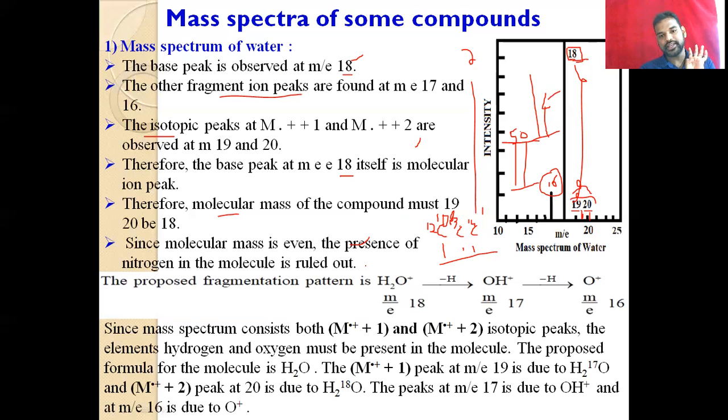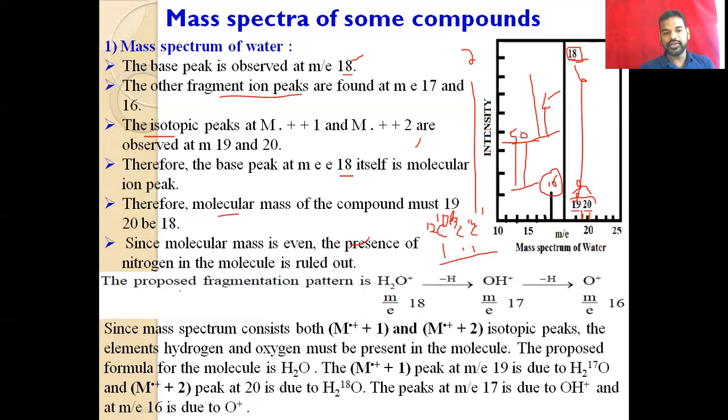Why? If we have nitrogen with an even molecular mass, they must have a minimum of two nitrogens or no nitrogen. If they have a minimum of two nitrogens, their molecular mass must be more than 18. So here we can rule out nitrogen. So we can easily say there is no nitrogen here.